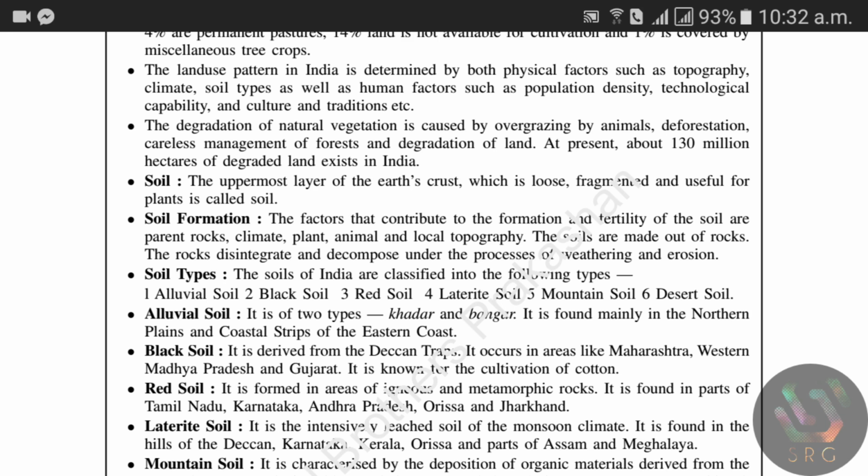Okay, soil formation. The factors that contribute to the formation and fertility of the soil are parent rocks, climate, plants, animals, and local topography.